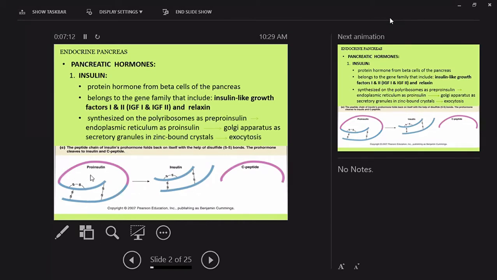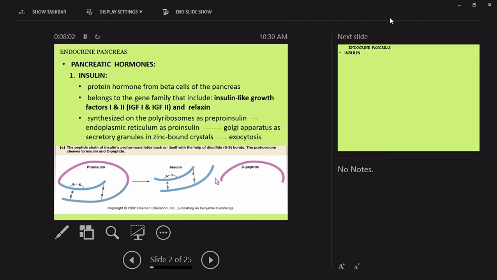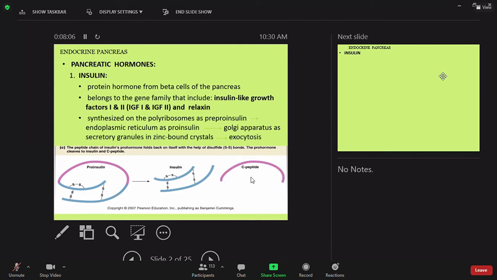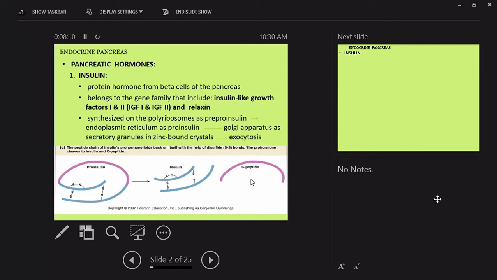So, this is the proinsulin form. And then, when the C peptide, this pink chain, will separate, this is the active form, the alpha and beta chains. And then, the C chain is the peptide. And the chain is being stabilized by disulfide bonds. Okay. And this is the one that is being placed in the secretory granules with zinc in it and ready for release. This will find its way into the inner part of the cell membrane, ready for release anytime.